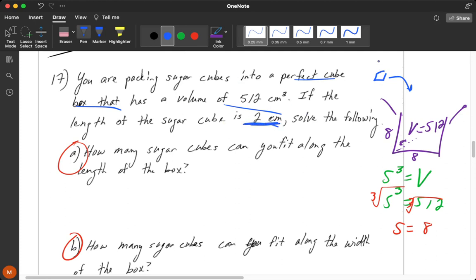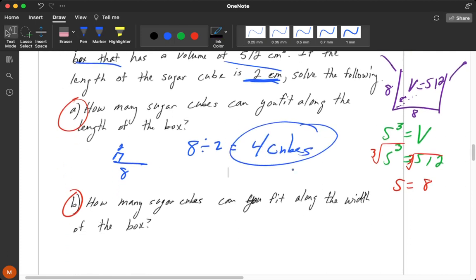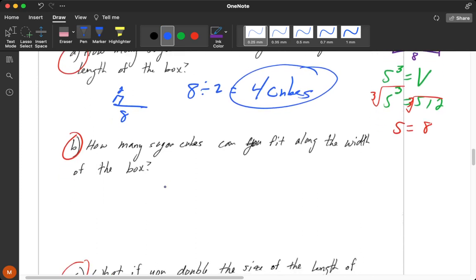So the sugar cube is 2. So how many sugar cubes can you fit along the length of the box? Well, if the box is 8 centimeters and the sugar cubes are 2 each, we can say 8 divided by 2, that means that we can fit 4 cubes. The same thing with the width. Since these are cubes, they're all the same size in length, width, and height. So it would be the same answer because the width now is also 8, and each sugar cube width is still 2. And 8 divided by 2 is 4, so we can then fit 4 cubes.